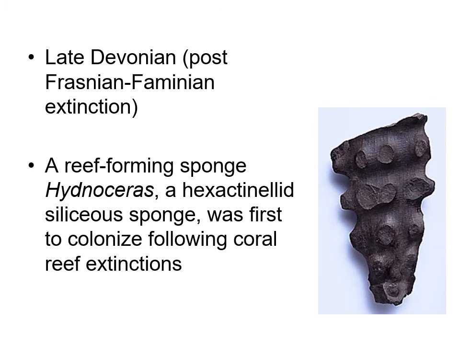Now, in the late Devonian, especially towards the end of the Frasnian-Famennian extinction event, reefs were predominantly formed from sponges. As we lost most of our Paleozoic corals in the mid-Paleozoic, reefs were then composed of sponges, specifically this hexactinellid sponge Hydenoceras. It's a very famous siliceous sponge, and the very first to colonize right after those corals went extinct.